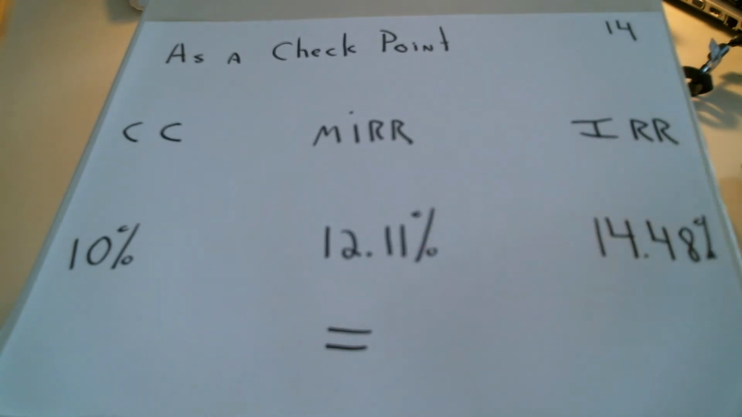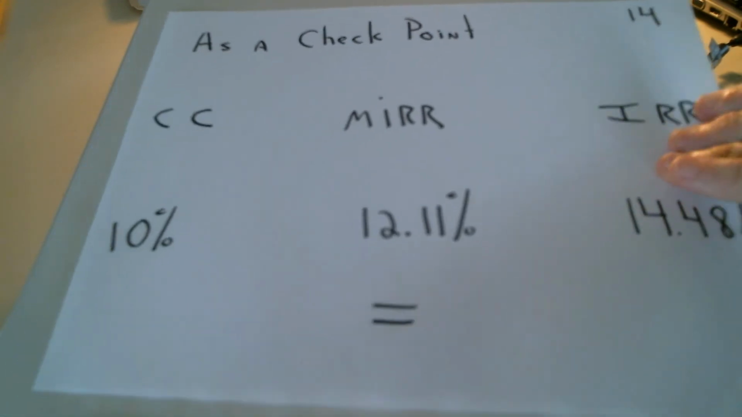But this is more practical, the 12.11%. Since it's greater than what we spent, the 10%, that's good. That's a positive number. That's good news.